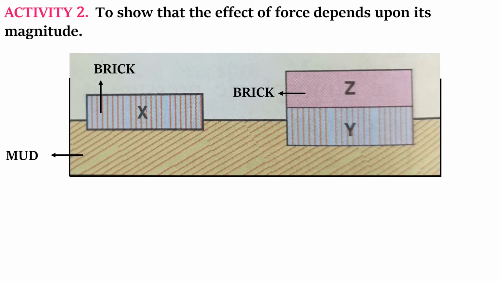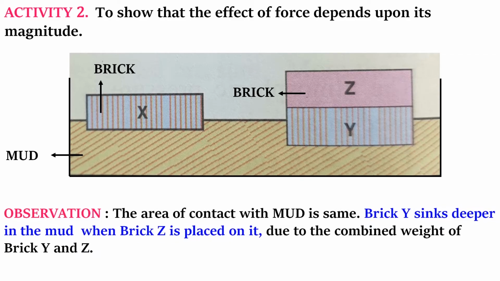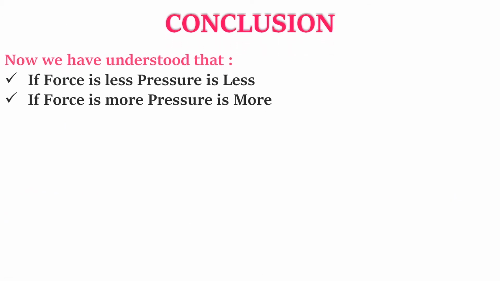What do you observe, children? You will observe that the area of contact with mud is same, but the brick Y sinks deeper in the mud when the brick Z is placed on it. It is due to the combined effect of brick Y and brick Z. What is the conclusion drawn?